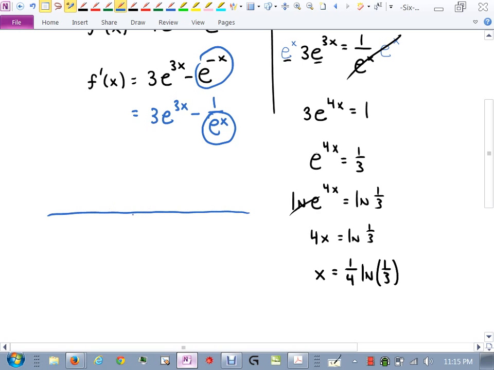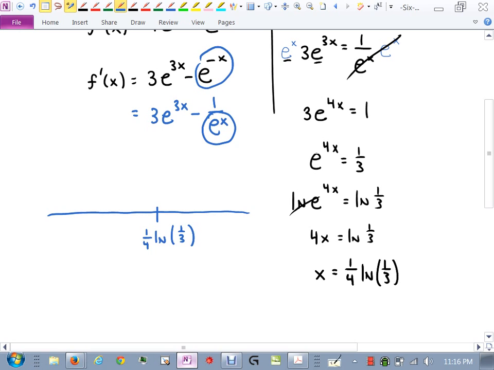And since I don't have a closed interval here, all I'm going to do is write down the only critical number I have, which was 1/4 natural log 1/3. And I'm going to need to figure out what that is in order to figure out where I am on the number line. I'm just going to use my calculator here. I'm going to take natural log of 1/3 and then divide that by 4.